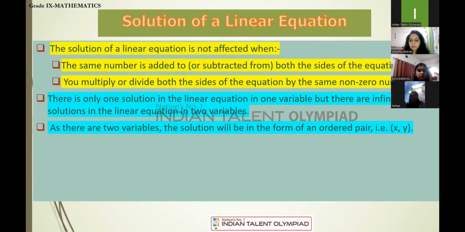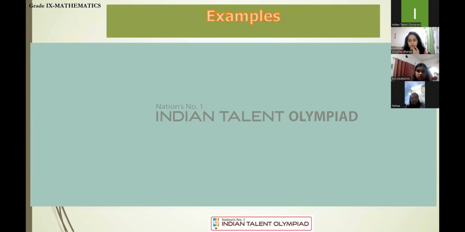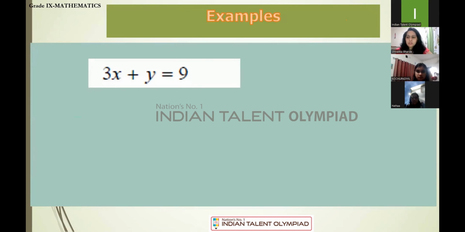And the solution is an ordered pair. Have you done the introduction of coordinate geometry? Okay, we will discuss it later. Just understand with the example, maybe you will get it better. This is a linear equation in two variables where the value of A is 3, B is 1, and C is 9. You can write it like 3x plus y minus 9 is equal to 0 also. That doesn't matter, it is the same. That is also a general form.